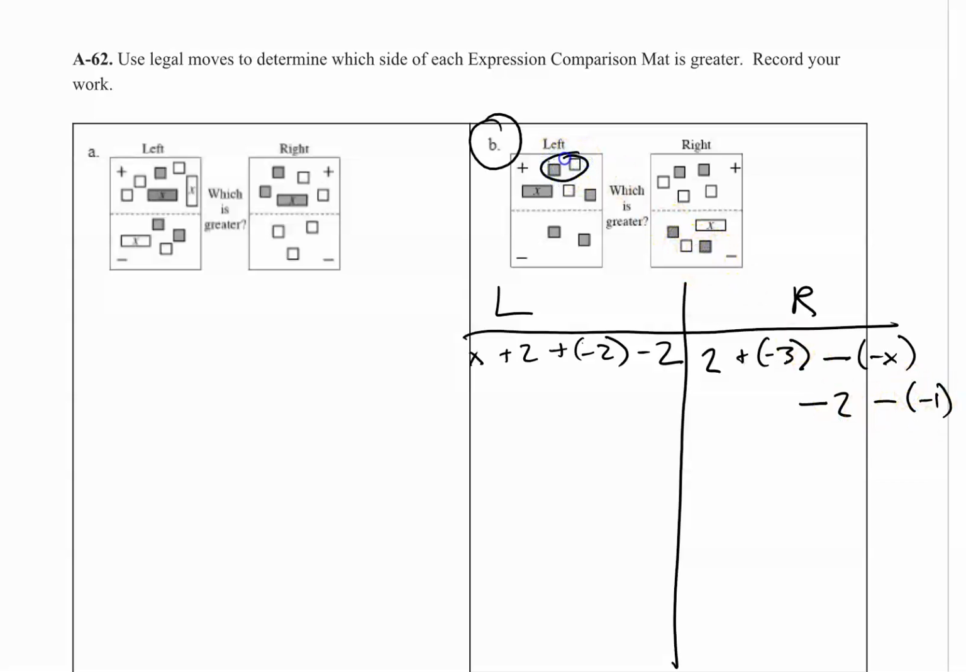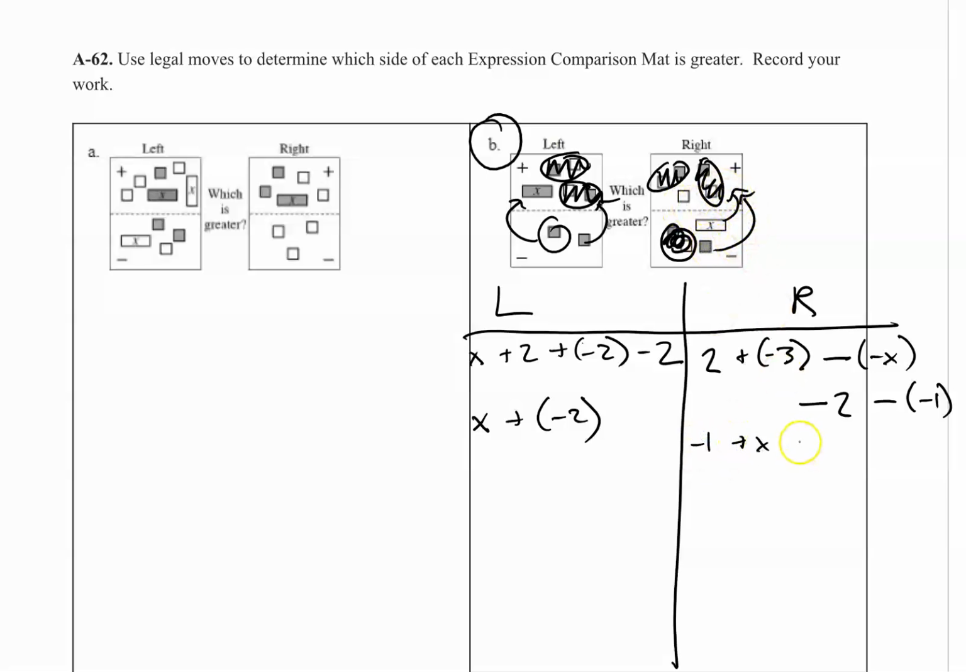Okay, 0 pairs, those are going to go. Crossing off all the 0 pairs. And what's left after I flip everything up to the top, to the plus region? We've got x on the left, plus, these are going to become negative 2. On the right, we've got negative 1. This x is going to become a positive x, and this is going to become plus another negative 1.